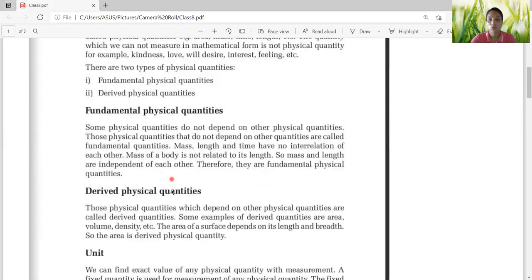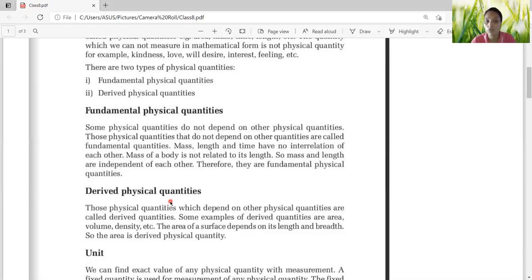Next are derived physical quantities. They are dependent on other physical quantities, and that's why they are known as derived physical quantities. They have been derived from other physical quantities. Examples: area, length into breadth, meter square. Volume, meter cube. Density, kilogram per meter cube. So these all are derived physical quantities.